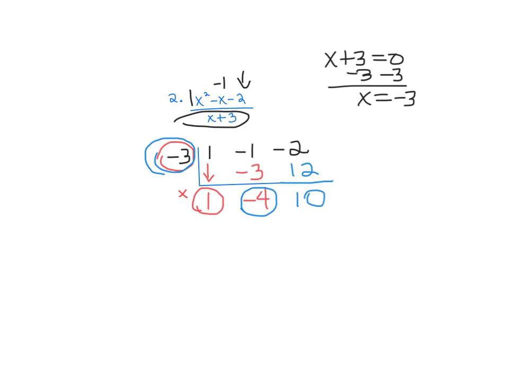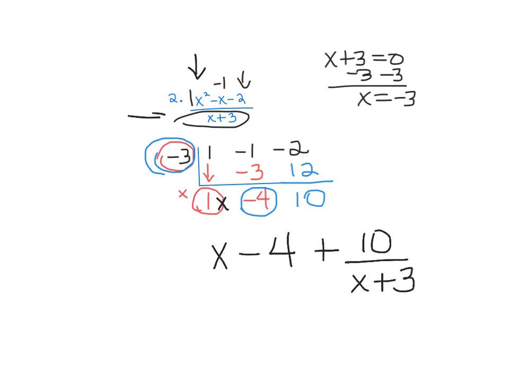And then again, I'm going to add back the letters. Notice my first letter was an x squared. So behind the 1 I put x, behind the -4 is my constant. So my answer here is x minus 4 plus the remainder over the denominator, which is here. This was the answer to the second example we did.